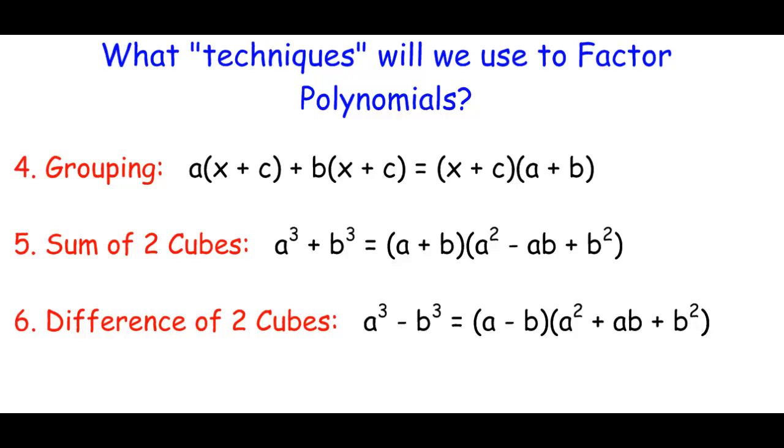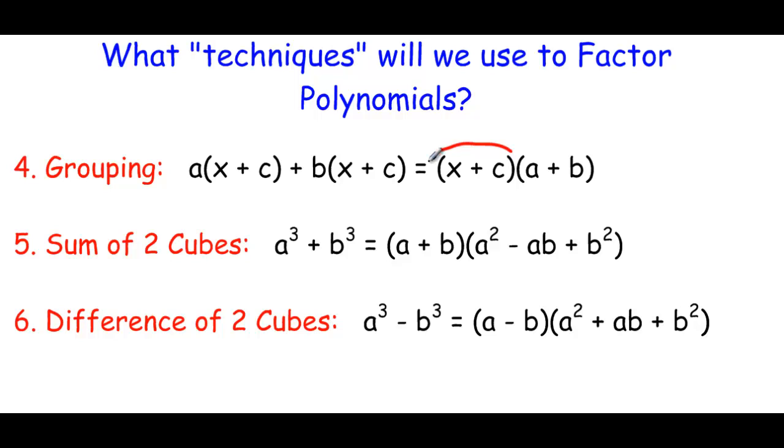One is grouping, and this is really useful because we use this when we have four terms. If we can take a GCF out of the first two terms and take a GCF out of the second two terms, or some sort of factor, and we're left with two parentheses that are identical, then this x plus c, for example, is now my new greatest common factor. If I factor that out, I can be left with a plus b in my parentheses.